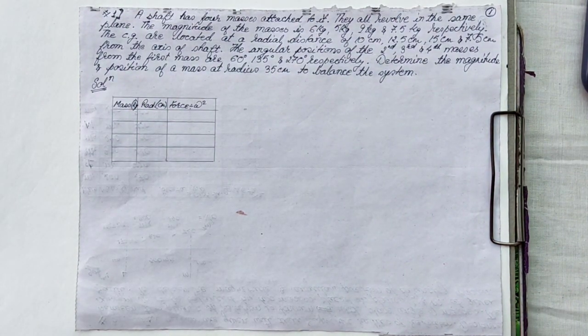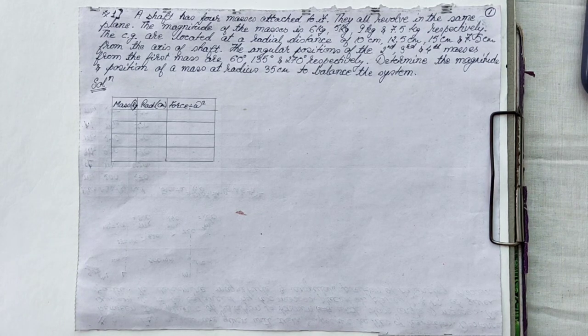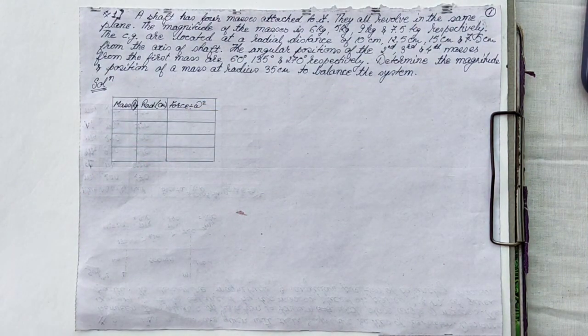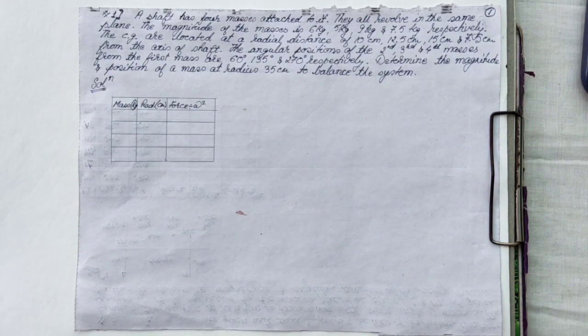The first thing will always be to write that data properly, and to get the solution I will always prefer to write that data in a tabular form so that we understand and are in a better position to draw the vector diagrams.